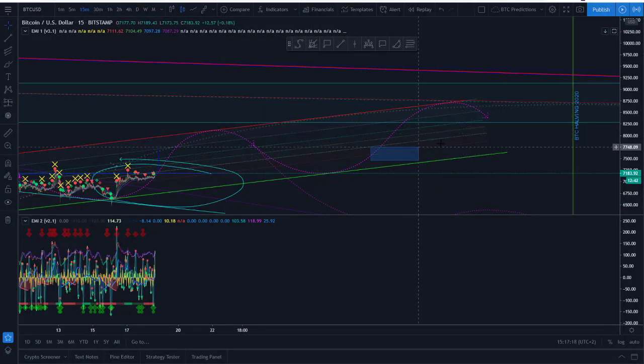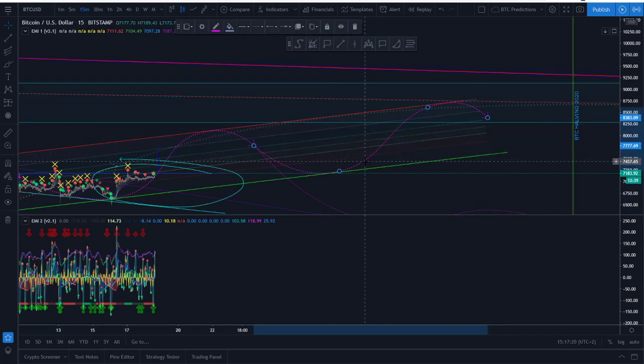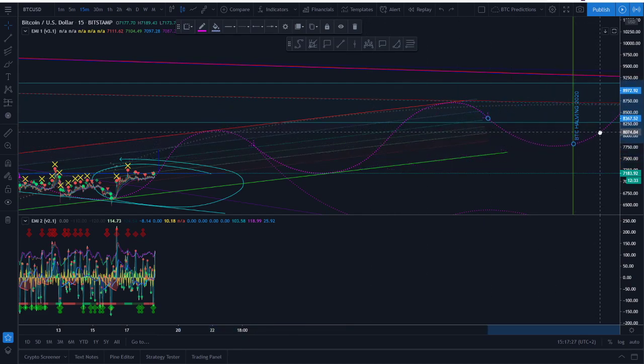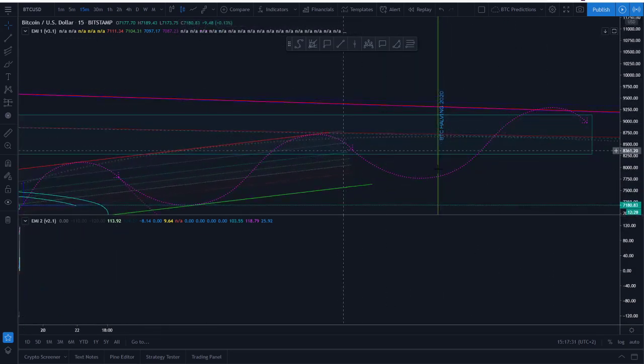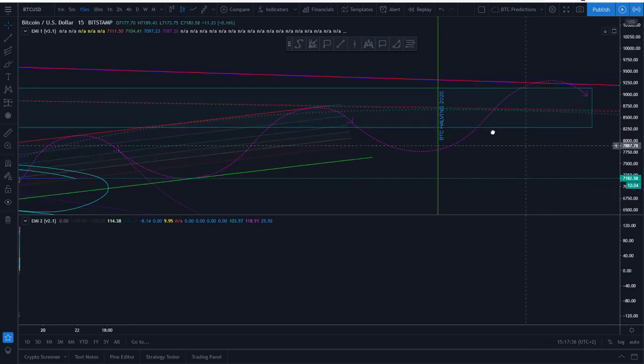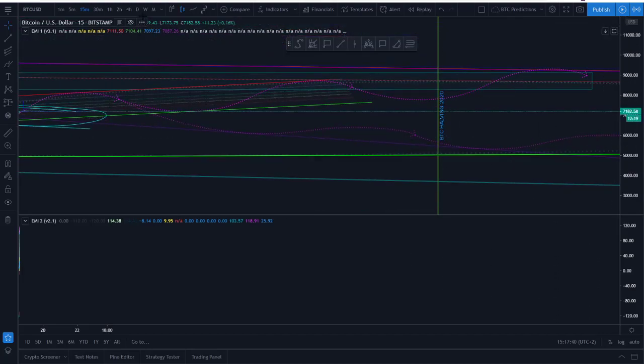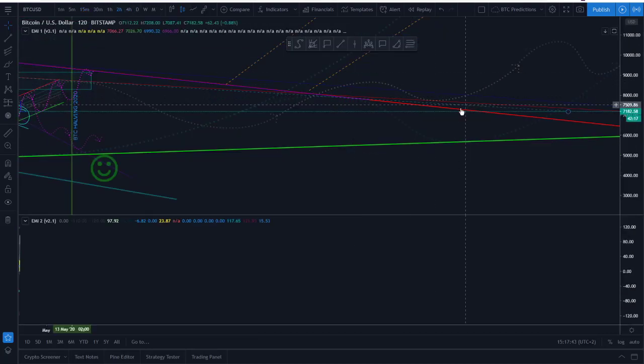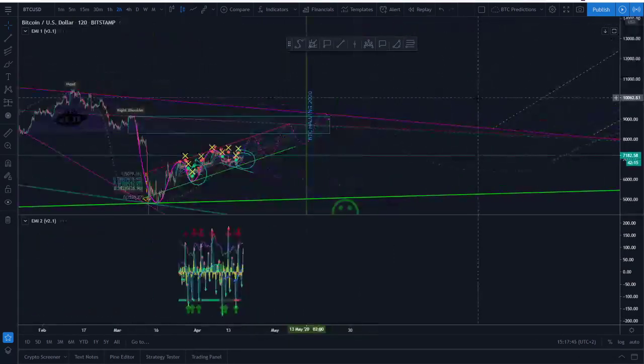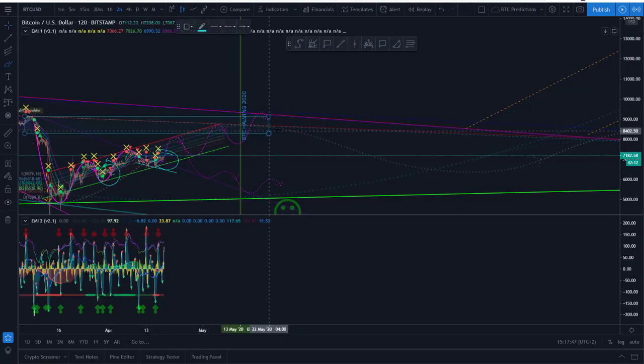Like I said, ascending channels tend to consolidate for quite some time. Who knows? This might consolidate like that until the CME gap is filled, and then crash down after the halving. That would suck actually, to be honest. I would not like to see that happen. Or it's just going to go like this.